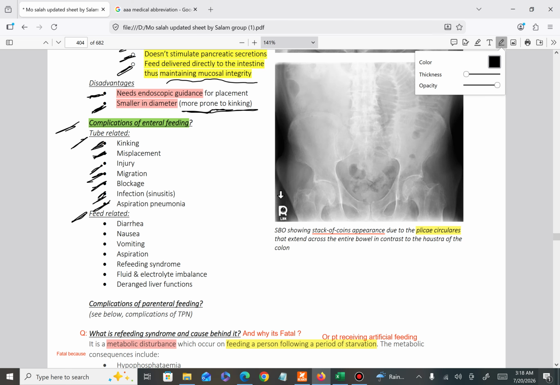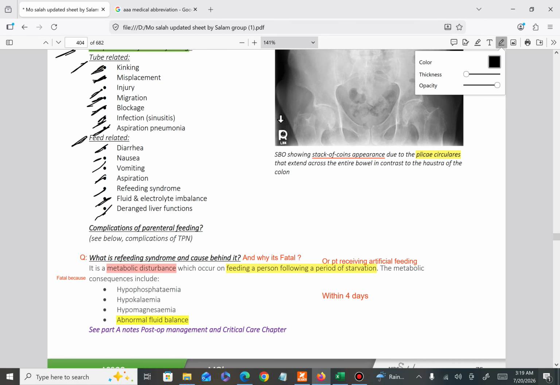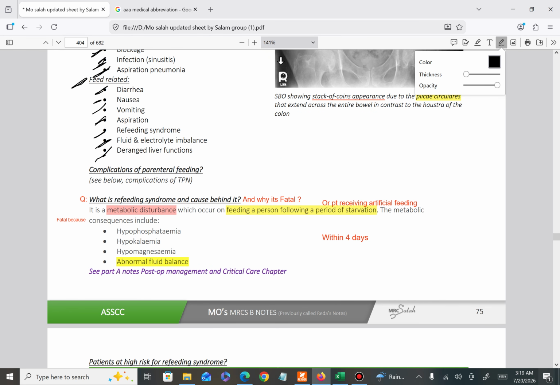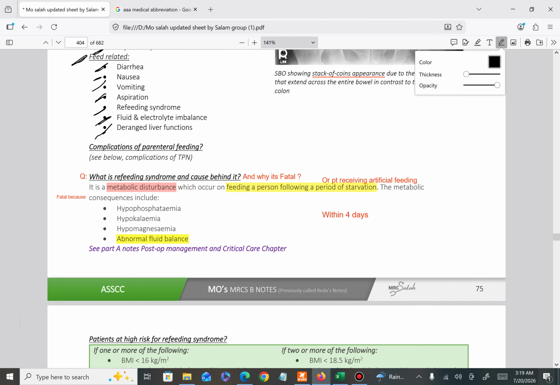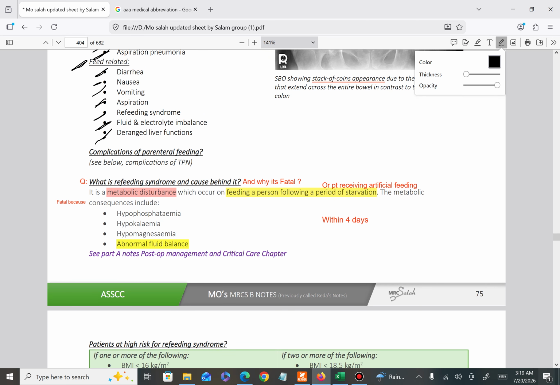Then the feed related complications of enteral feeding include diarrhea, nausea, vomiting, aspiration, refeeding syndrome, fluid and electrolyte imbalance, and deranged liver functions. So these are the feed related complications of enteral feeding. Then the complications of parenteral feeding, we will discuss later in this session.